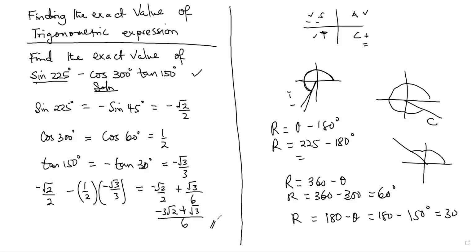Okay, let's take another question. You have to find the exact value of this. Second question: sine 210 minus cos 330 tan 330.